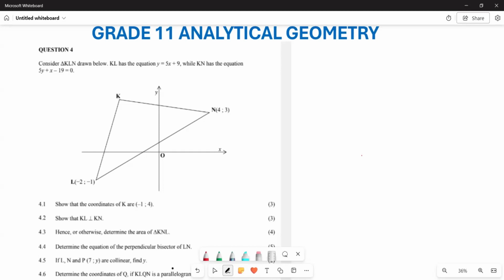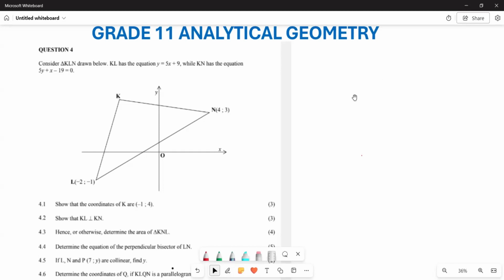So what we are doing now, basically, we are doing our analytical geometry. Now we are using a past paper in order for us to try and understand how we tackle such questions, right? Now let's start. Firstly, I want us to look at this particular diagram here.